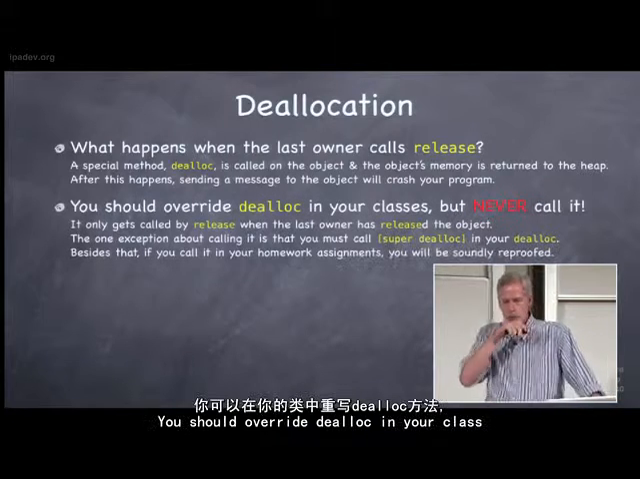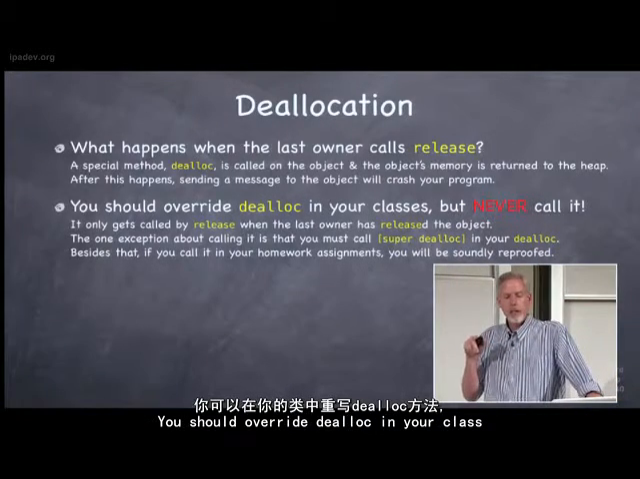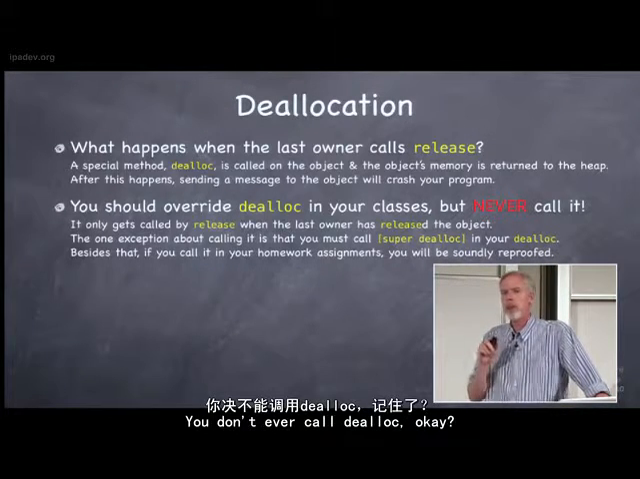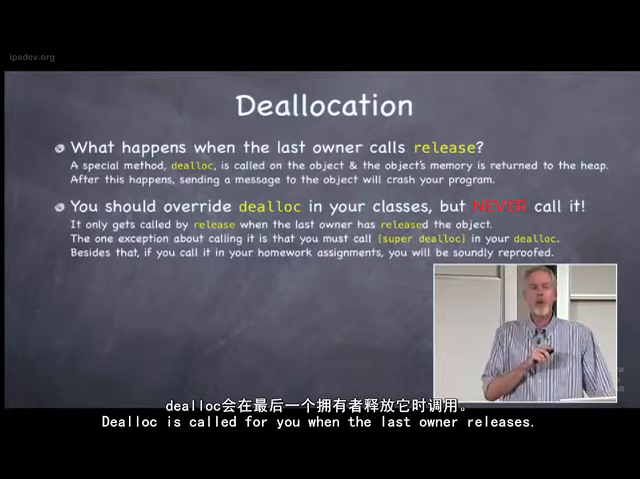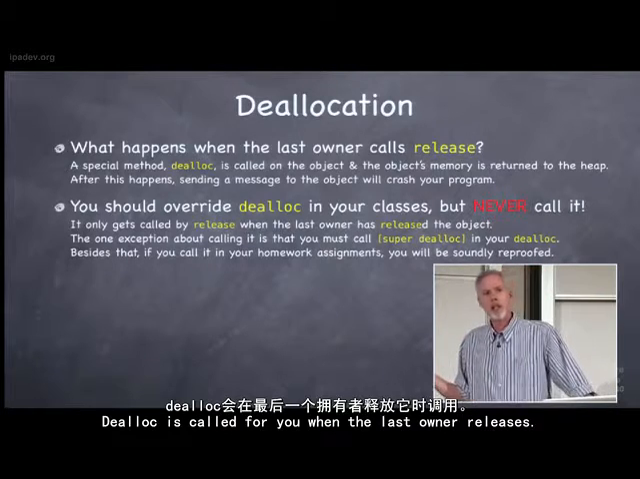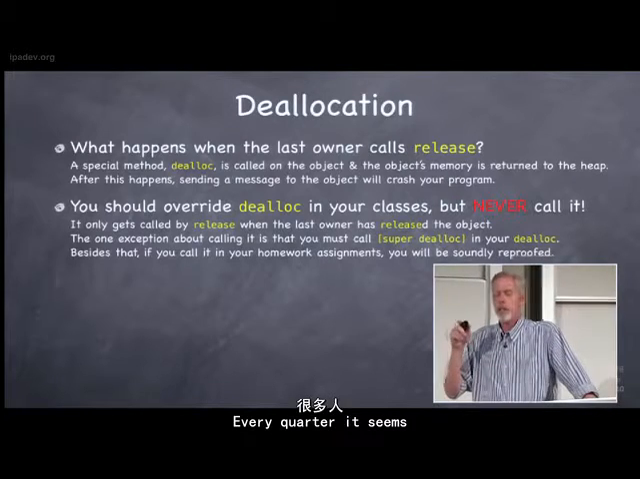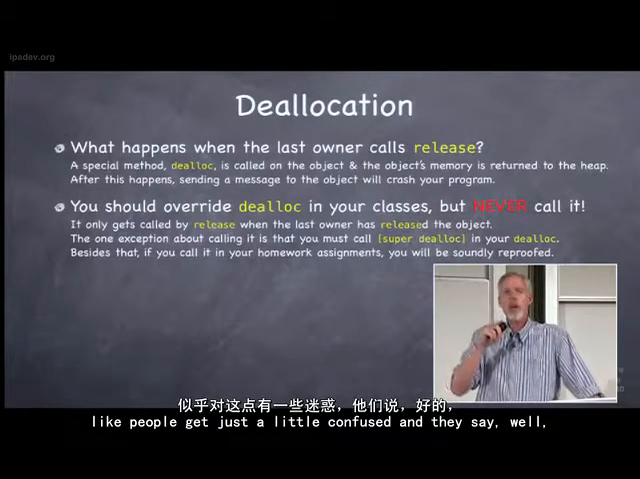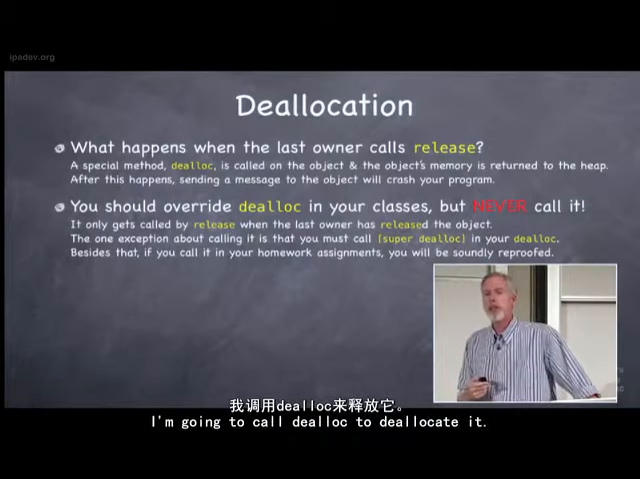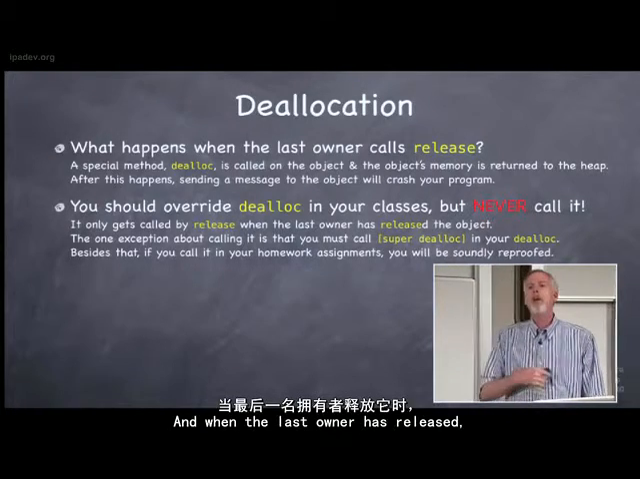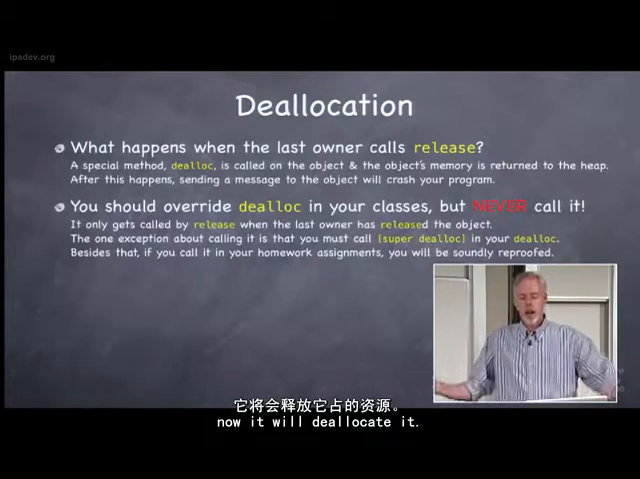You should override dealloc in your class, but never call dealloc. You don't ever call dealloc. Dealloc is called for you when the last owner releases. Every quarter, it seems like people get this a little confused, and they say, oh, I'm done with this object, I'm going to call dealloc to deallocate it. No, never. You call release, and when the last owner has released, now it will deallocate it.